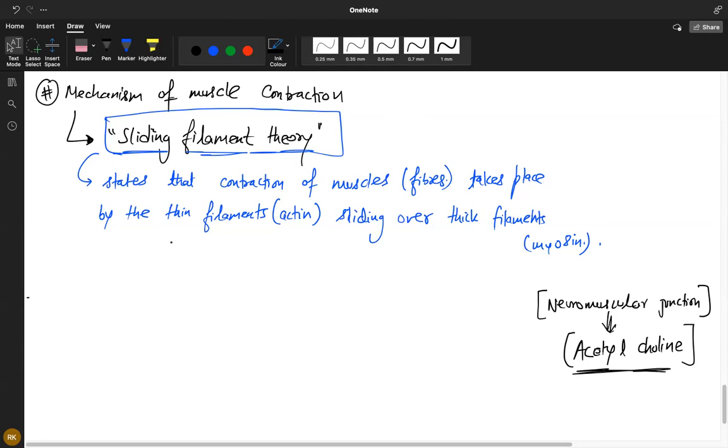Very good. So write down, calcium binds to troponin and removes it from the active site of myosin on the actin filaments. Remove it from the active sites of myosin on the actin filaments.